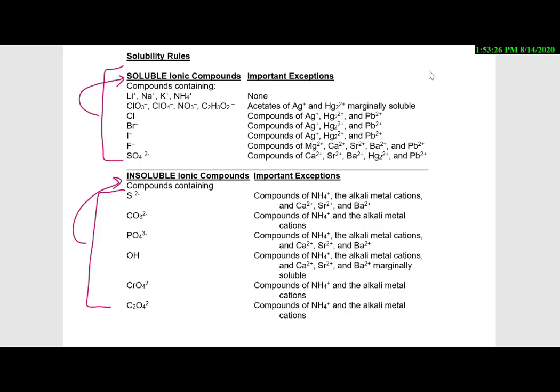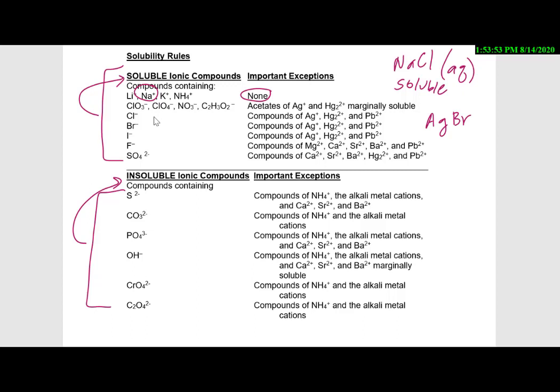So for example, if you have NaCl, you'll notice Na is right here. It generally makes compounds soluble, and there are no exceptions. So therefore, it's going to be soluble, and that means it'll be aqueous. That's what soluble means.